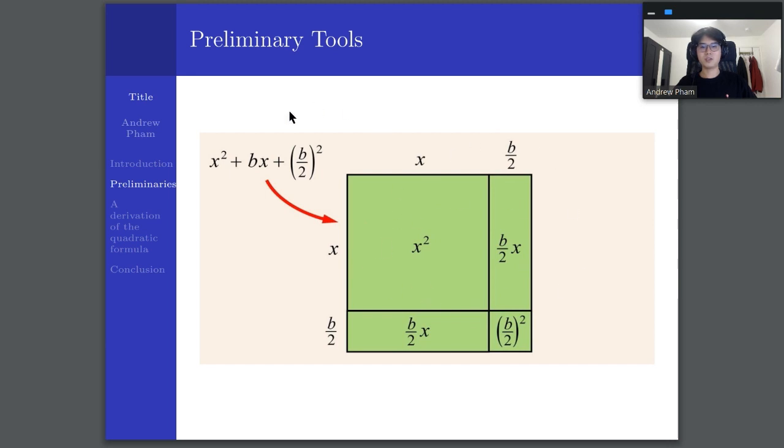This is a representation of this trinomial. But also take notice of the sides of the square. They're all x plus b over 2. So by taking side times side as the area, another representation of this quantity is x plus b over 2, quantity squared. This is the important observation we need to make, because that will allow us to isolate the x in our derivation.